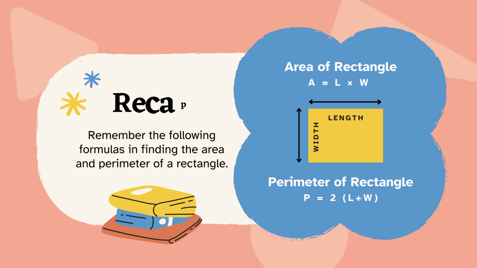As we conclude our journey, remember these magical formulas: area of a rectangle, A equals length times width. Perimeter of a rectangle, P equals 2 times the sum of length and width.